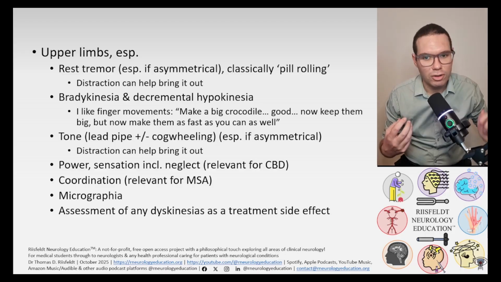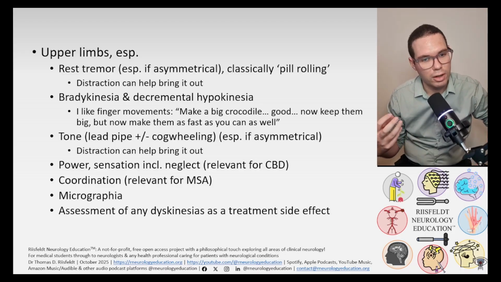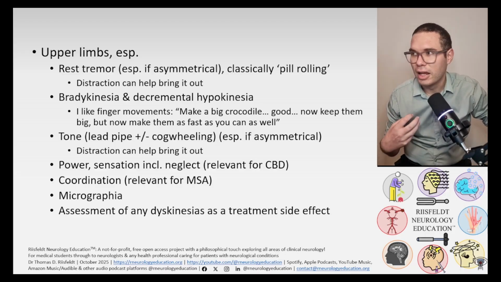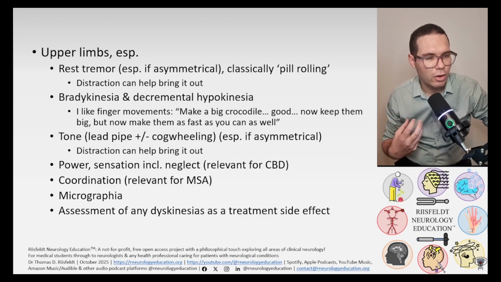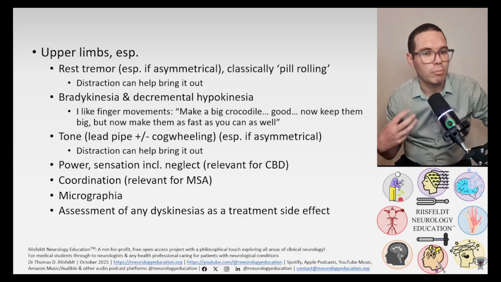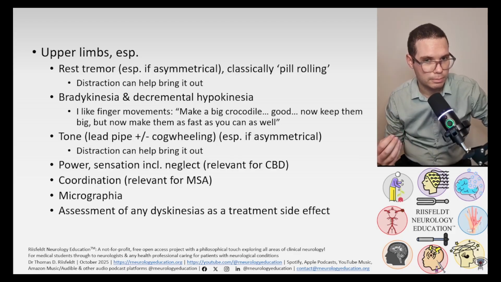Or you can ask the patient to perform some form of cognitive demanding task, such as stating the months of the year backwards. And often in early cases, there may be no tremor and no increased tone at rest, but then with this distraction, whatever distraction maneuver you choose to go with, it then brings out the tremor and it brings out the increased tone. And that's a really important point to know about.